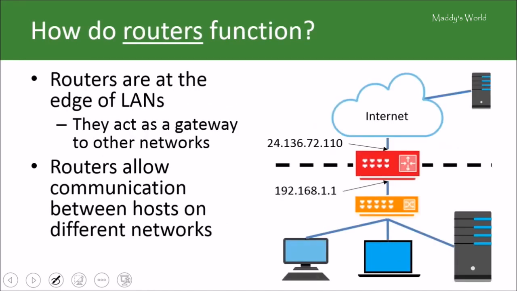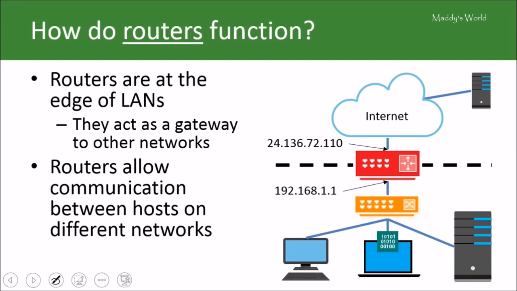Let's talk about routers. Routers are at the edge of a local area network, and they're the devices that are responsible for connecting us to the internet. They act as a gateway to other networks. Routers allow communication between hosts on different local area networks. So we can actually connect to local area networks via a router, and that's how you make up the internet, right? You connect a bunch of local area networks to each other.